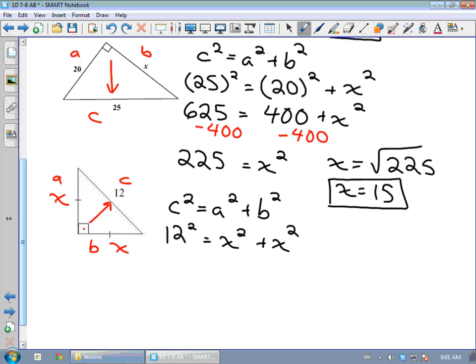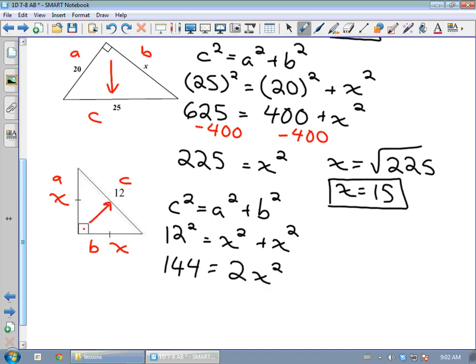Again, this is another equation that we have to solve. Left-hand side, 12 squared. We can do that squaring and get 144. What can we do with x squared and x squared on the right-hand side? They are like terms, so we can add them together. If we've got 1x squared and 1x squared, that's 2x squared.